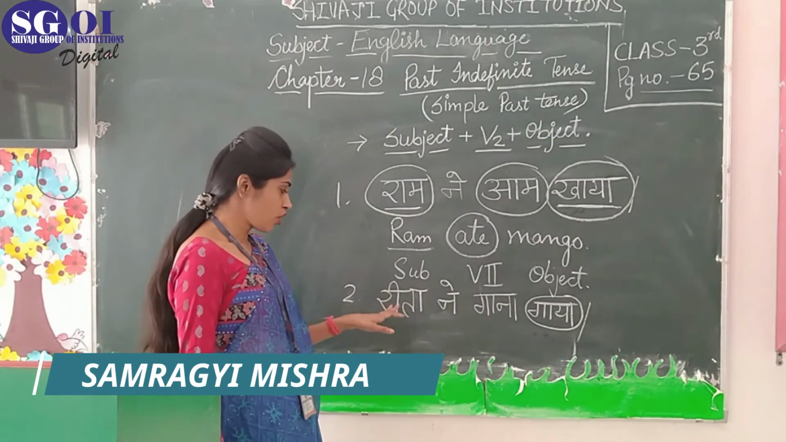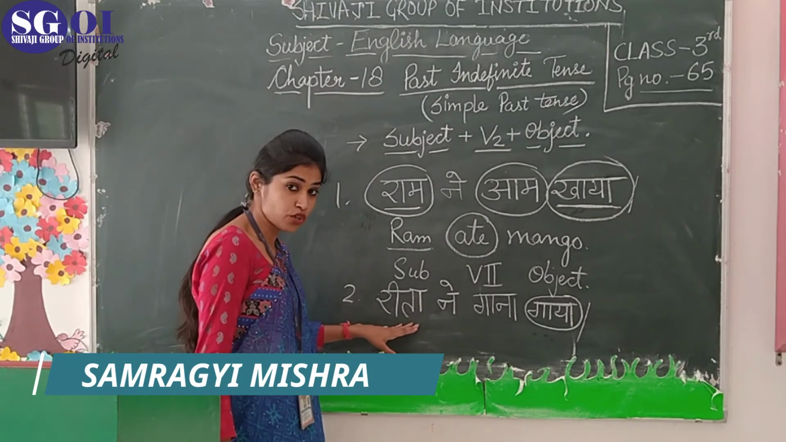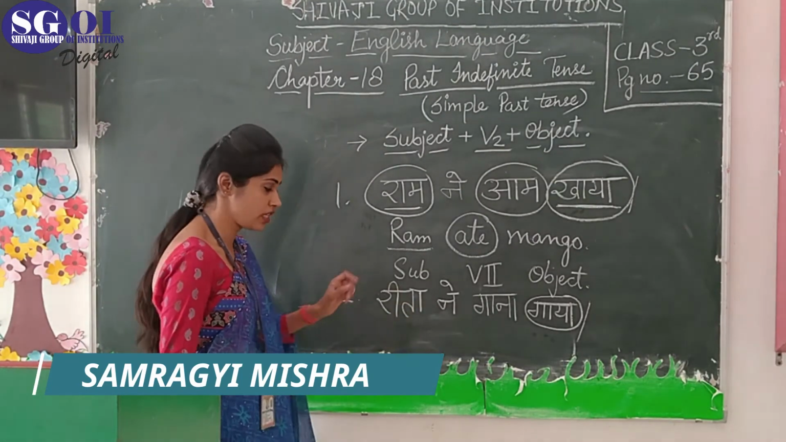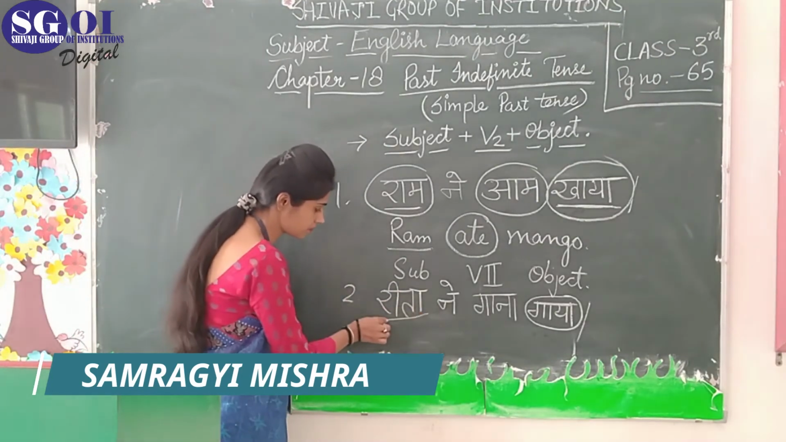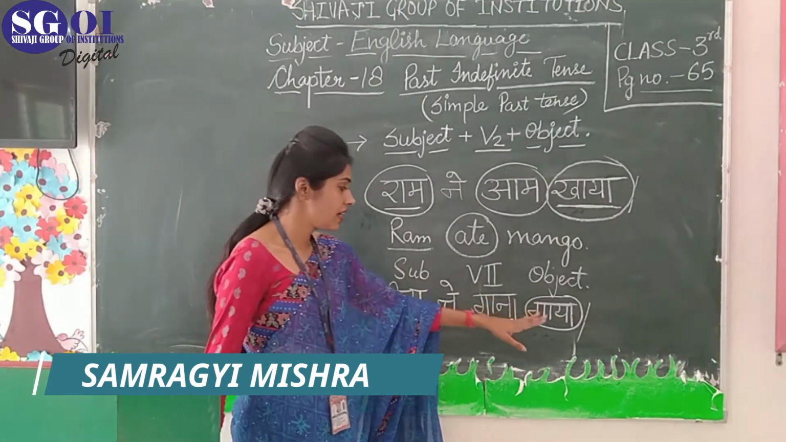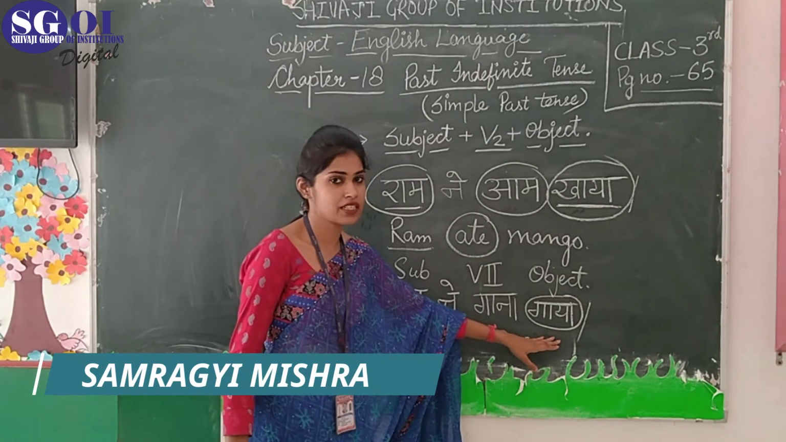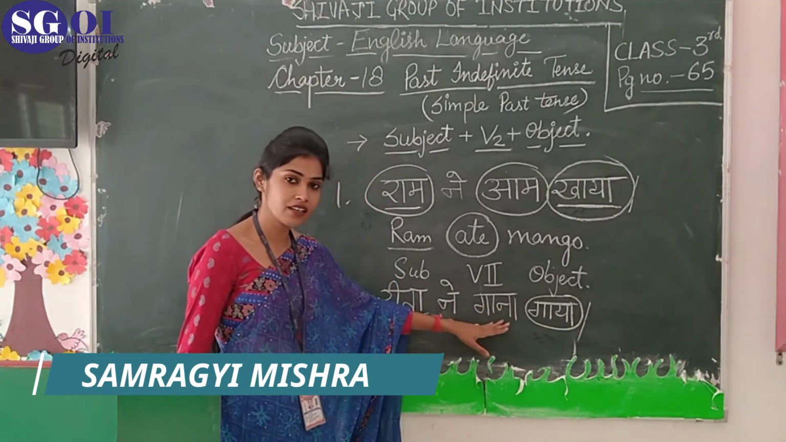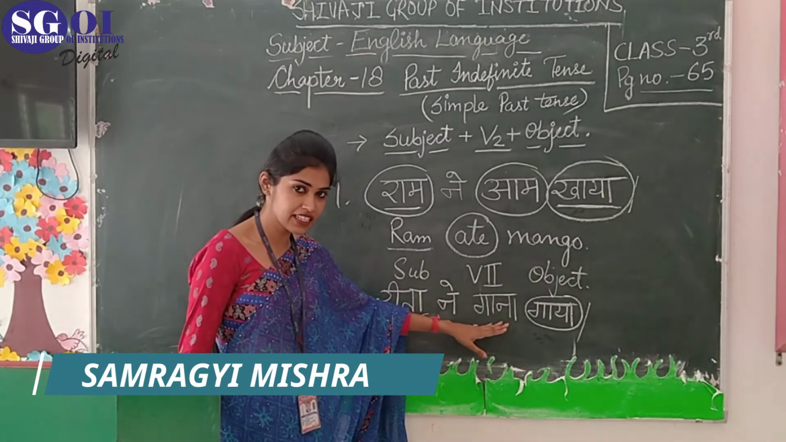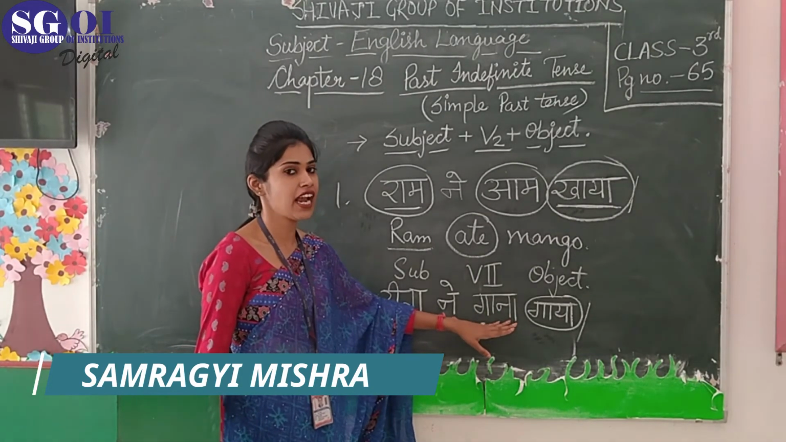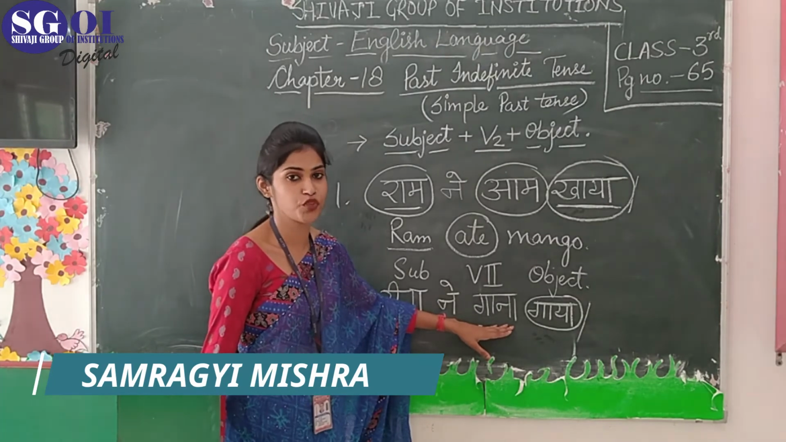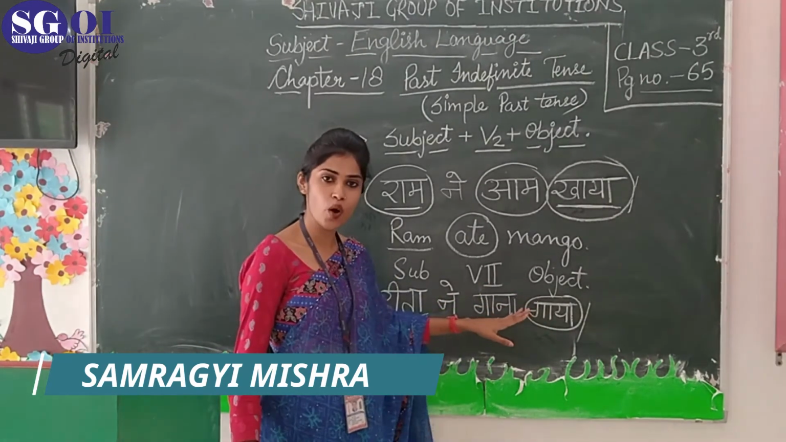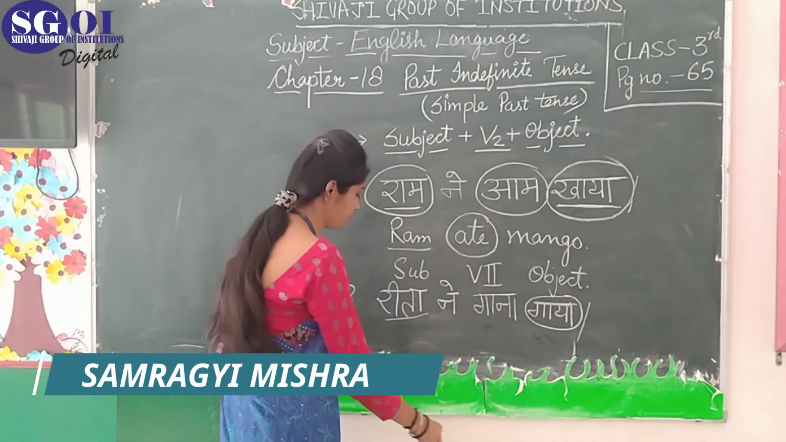In this sentence we are talking about Rita. Who is the main lead here? Rita. So Rita is the subject. Gaya is the verb because this is an action word. And then the rest of the sentence here, gana, and that gana is the object. Okay, subject, verb, and object.